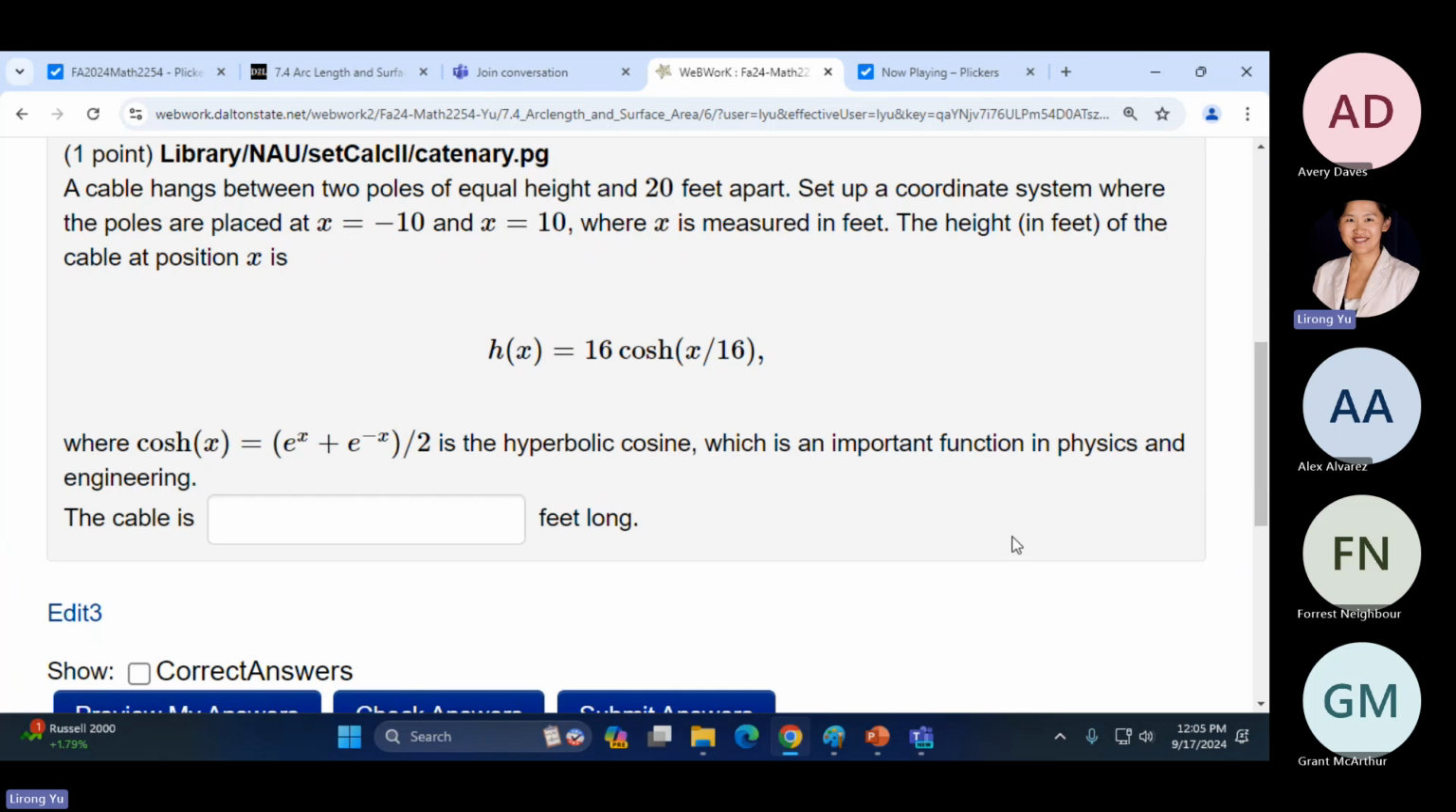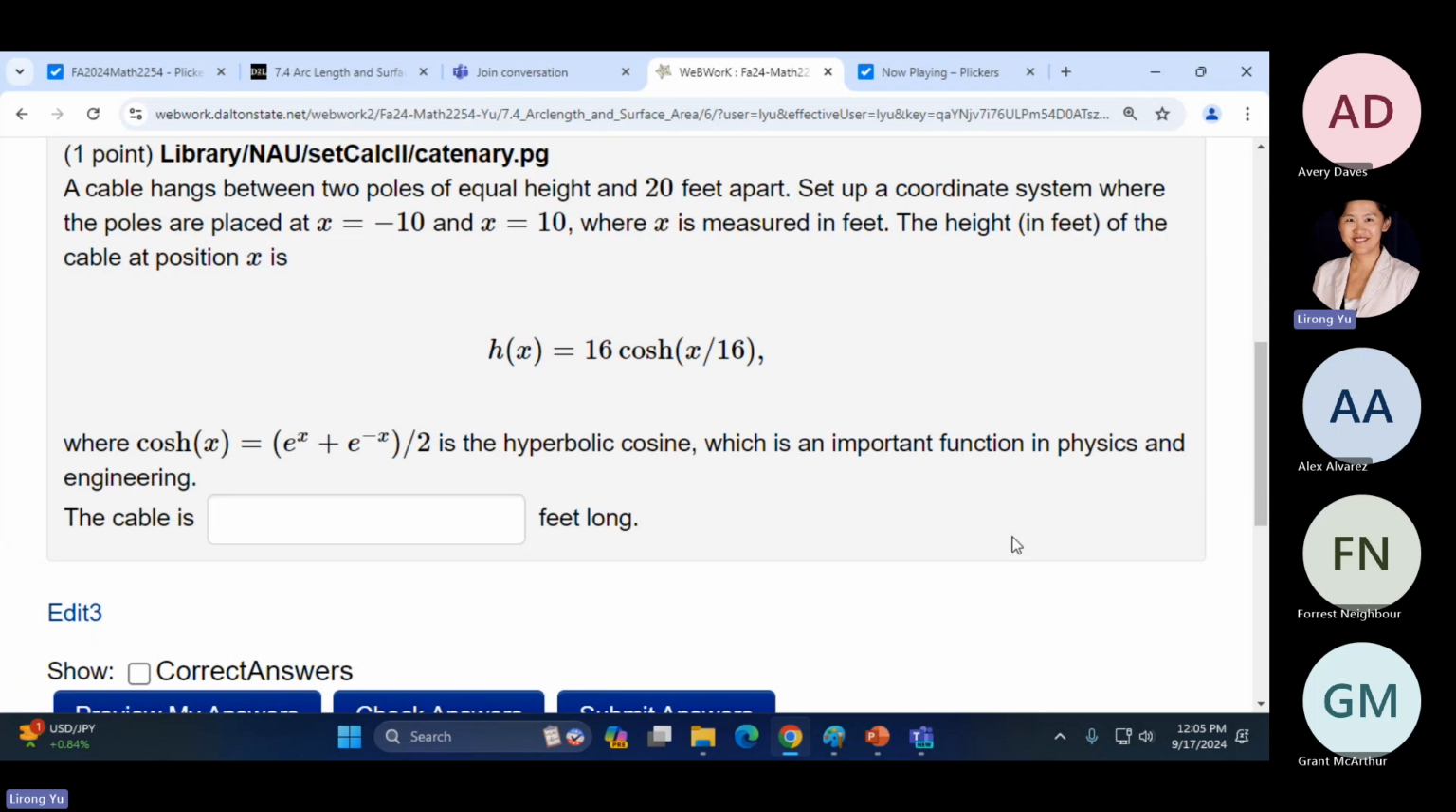But the question itself, we want to calculate the height of the cable, following that function. Let's see. All you do is find the integral of that. It would be the derivative of the hyperbolic cosine, but instead of x, it'd be x over 16. Okay. So we would use -10 and +10 as the integration limits.